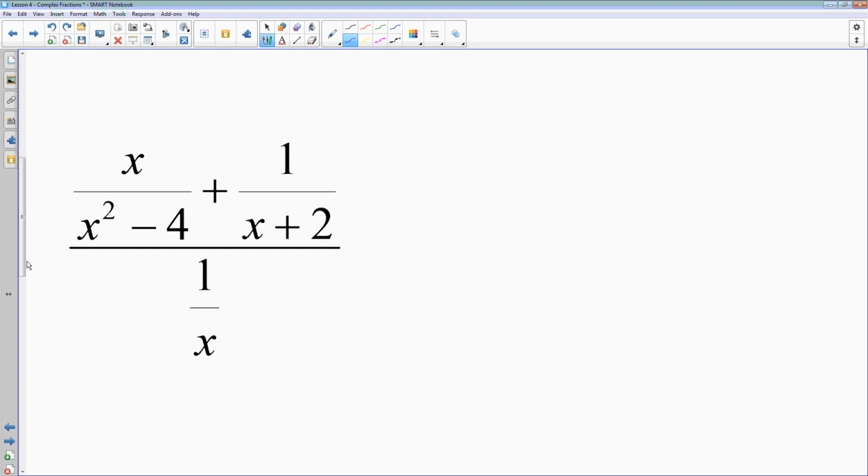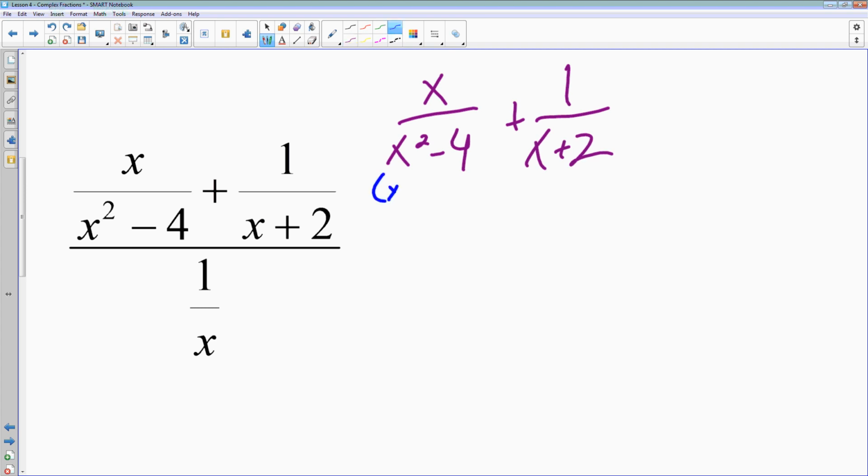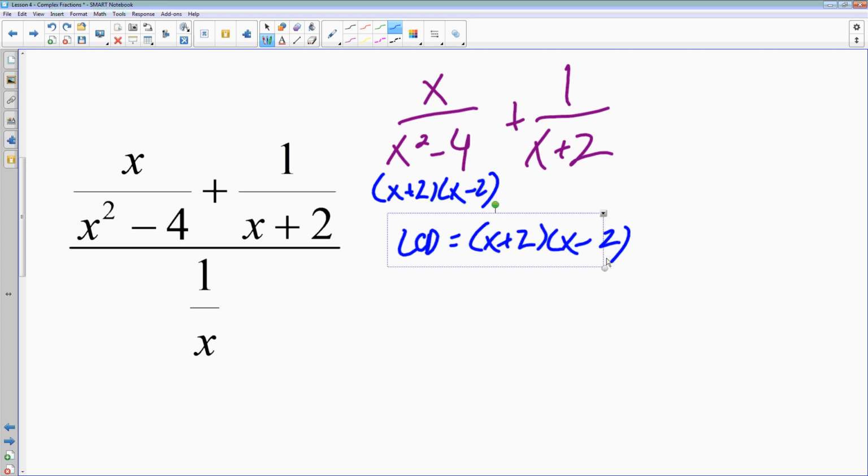Okay, the next one looks a little bit more complicated, but it's still not very bad. So we have x over x squared minus 4 plus 1 over x plus 2. So we're going to factor our denominator here, and we'll notice that our LCD is going to be x squared minus 4, or x plus 2, x minus 2. Okay, so that just means we have to multiply our second fraction by x minus 2 over x minus 2.